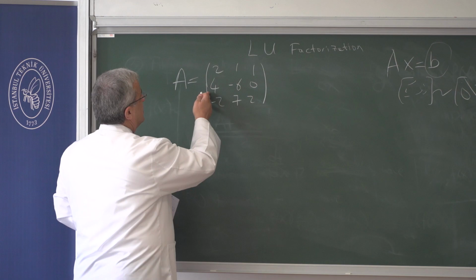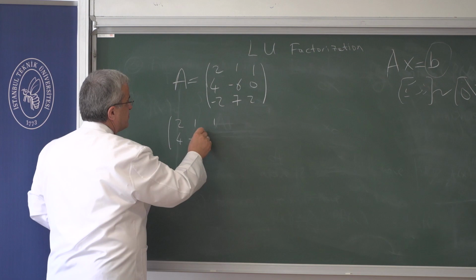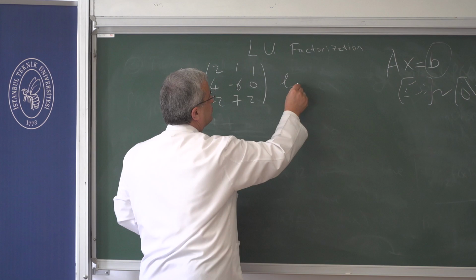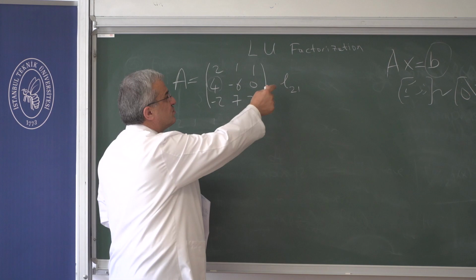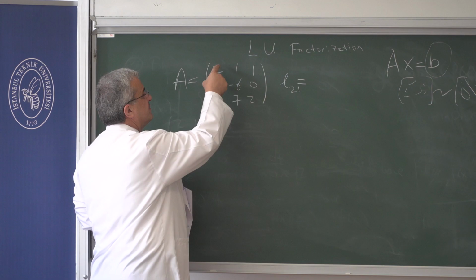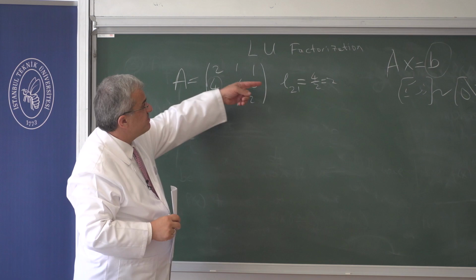So we start with 2, 1, 1, 4, minus 6, 0. Let me do the first step here. What is the multiplier? I want to kill this, I want to make this 0. I call that multiplier L21: the one you want to kill, second row, first element. So this is equal to this divided by this, 4 over 2, which is 2. So we are going to multiply the first row by this multiplier and subtract it from the second row.